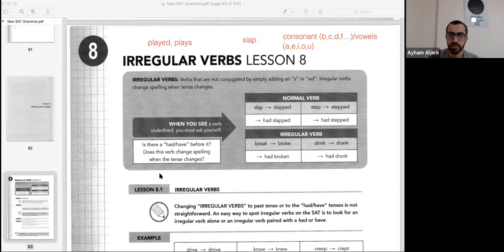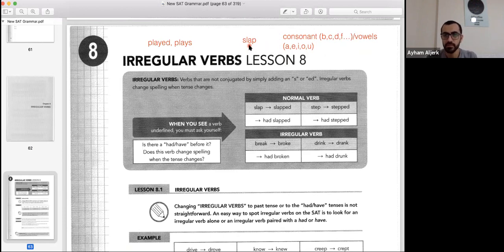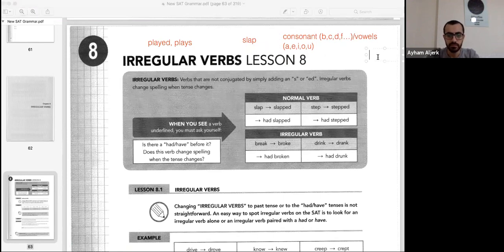So we take a look at this word. We have the word slap. And then we see here, what do we have as the last letter? P. P is a consonant. What do we have before it? A, it's a vowel. Before it, L, it's a consonant. So now we have something called CVC, consonant, vowel, consonant. So when we have consonant, vowel, consonant at the end of the word, we have to double the final consonant, and then we can add ED. So the verb slap would be consonant, vowel, consonant. So we double the final consonant P, and then we add ED.